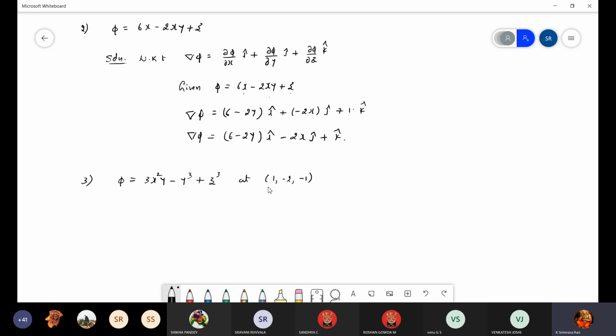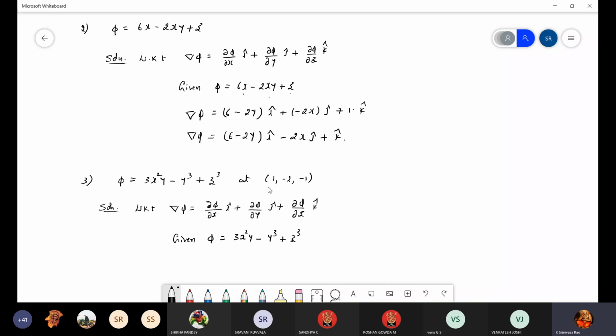Okay, so first solution, same procedure. We know that grad phi equals, write the formula, dou phi by dou x i cap plus dou phi by dou y j cap plus dou phi by dou z k cap. Okay, so given phi equals 3x square y minus y cube plus z cube.